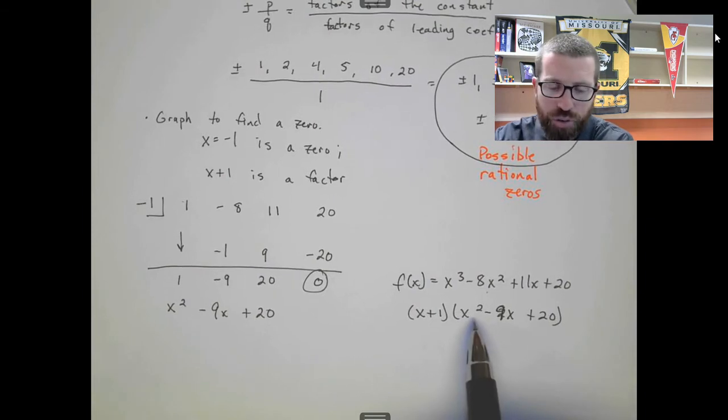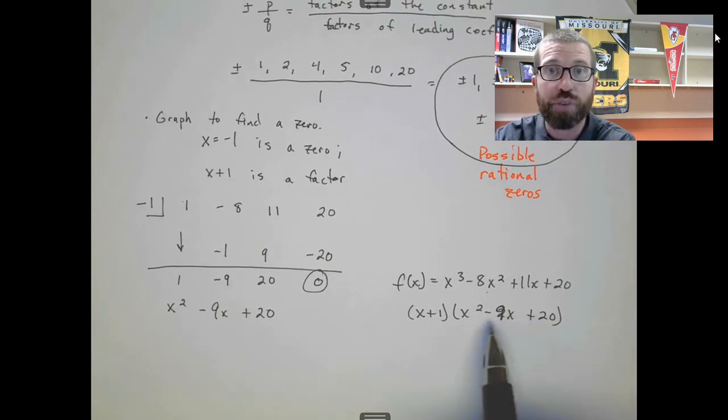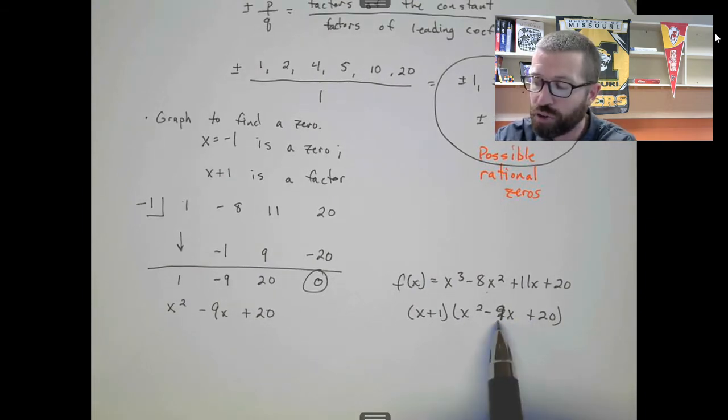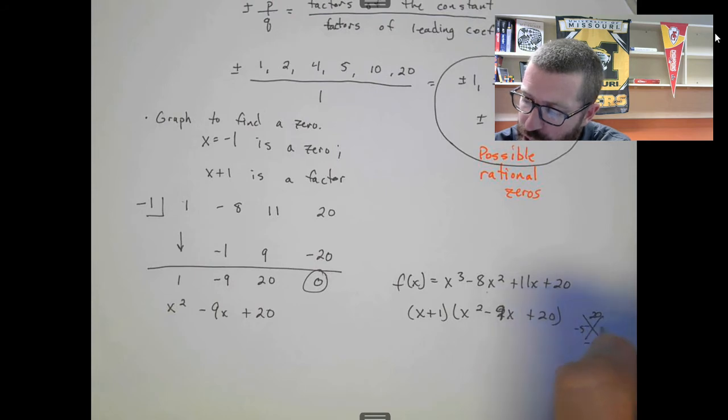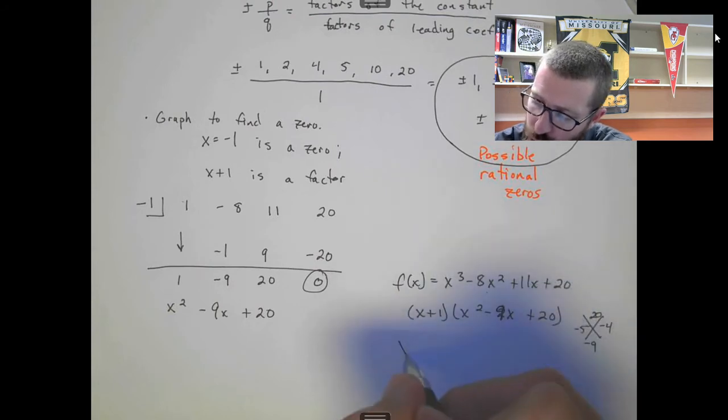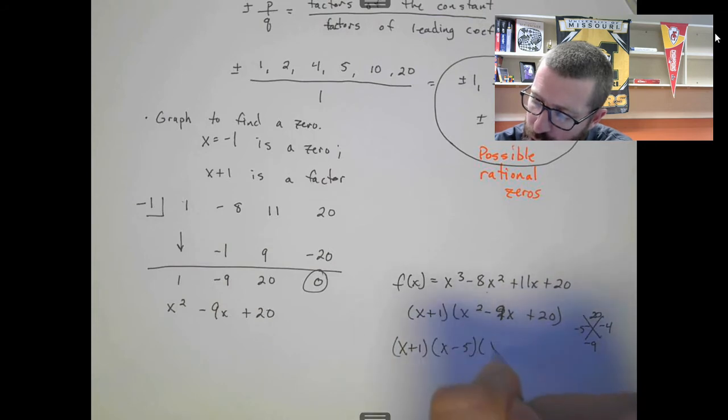And now, if you see, this is something we could find zeros for. You could repeat the process, or you could factor. I need two numbers that multiply to 20 and add to -9. And those numbers are -5 and -4. So we have x plus 1, x minus 5, and then x minus 4.